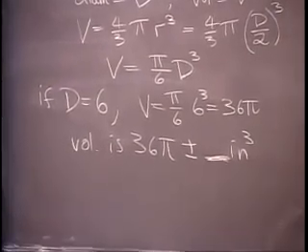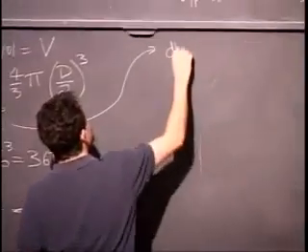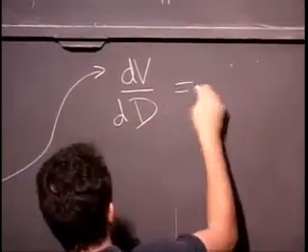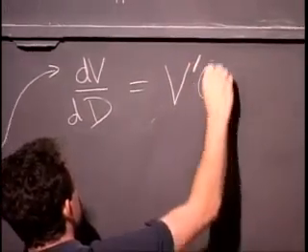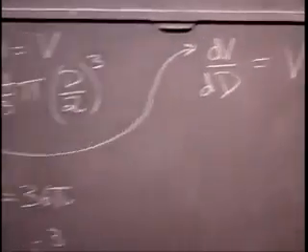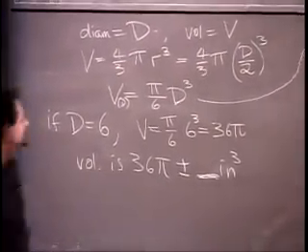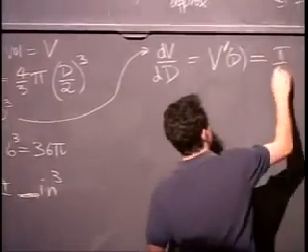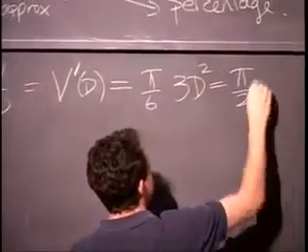So we're going to need the derivative. So from there, I'm going to find dV/dD, which for sanity's sake, I'm going to just write V prime of D. Think of this as, if you like, V of D. Maybe those aren't such great initials to use. Anyway, V prime of D is pi over 6 times 3D squared, which is pi over 2 D squared.